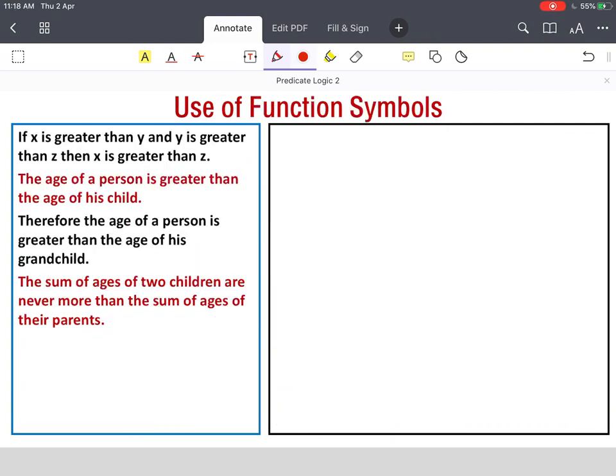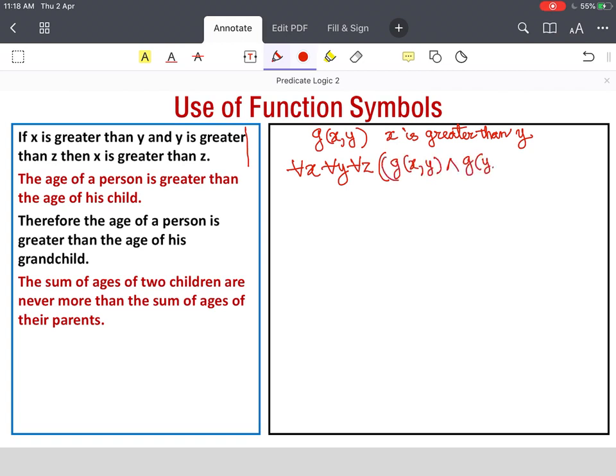We now come to some more things. For example, if g(x, y) indicates x is greater than y, then if we are to quote this sentence which says if x is greater than y and y is greater than z, then x is greater than z, it says that for all x, for all y, for all z, if greater(x, y) and greater(y, z) implies greater(x, z).